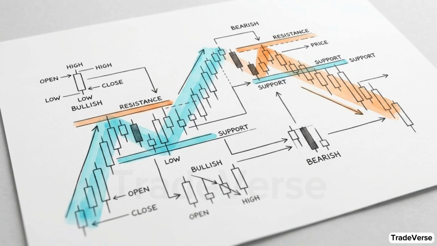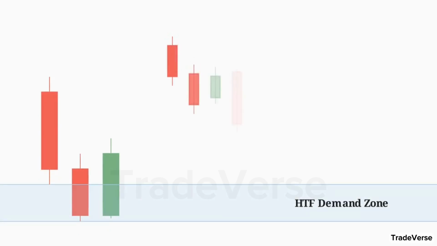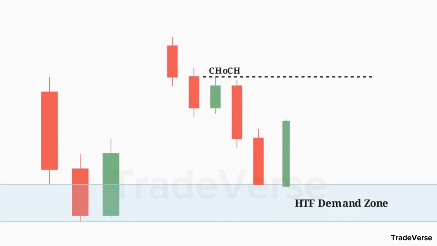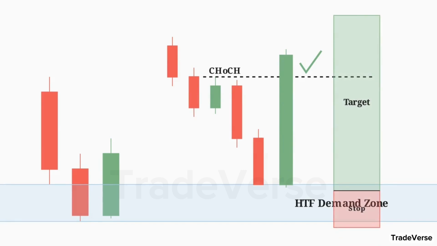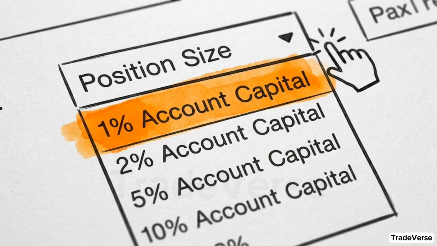You now have a complete mechanical system. Map the higher time frame, wait patiently at the boundary, confirm the momentum shift, and execute with a tight stop loss. But remember, there is no strategy on earth that delivers a 100% win rate. You will experience losses. Surviving those losses comes down entirely to how you manage your risk.